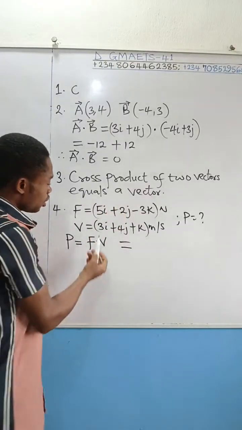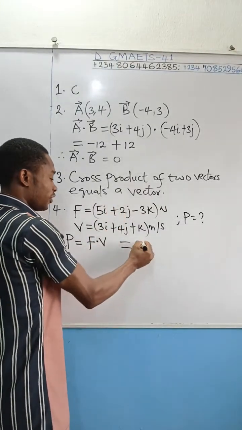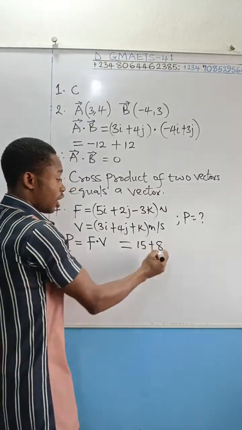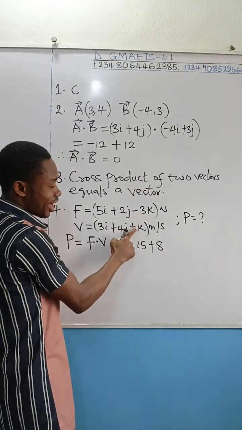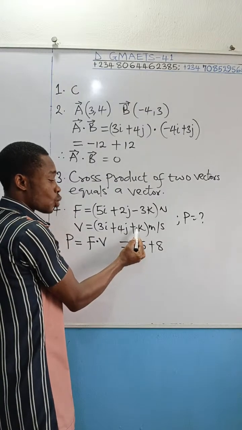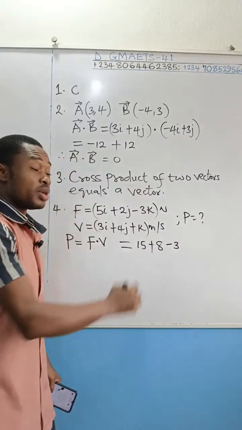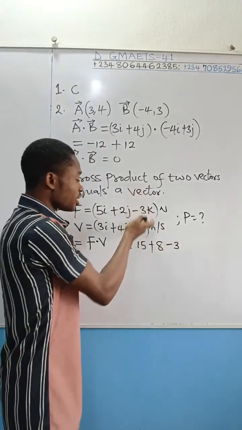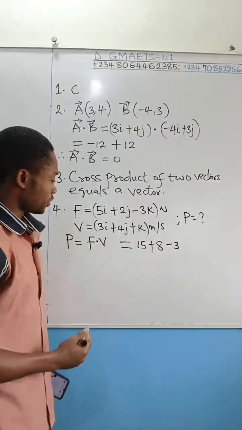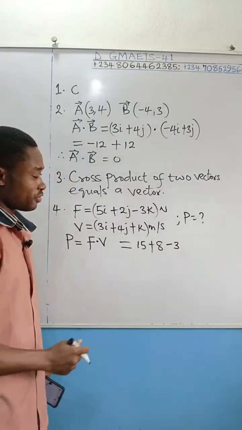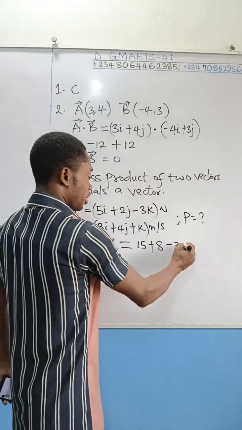Very simple. 5 times 3, you get 15, plus 2 times 4, you get 8, plus minus 3 times 1. The coefficient of this k here is 1. Minus 3 times 1 will give you minus 3. So adding up, 15 plus 8 is going to give you 23. 23 minus 3 is going to give you what?